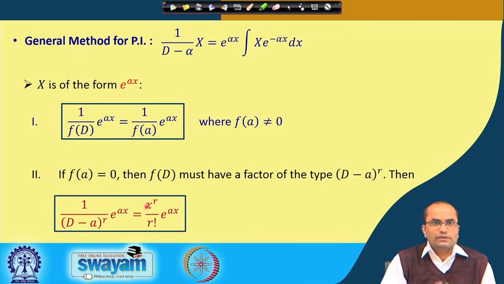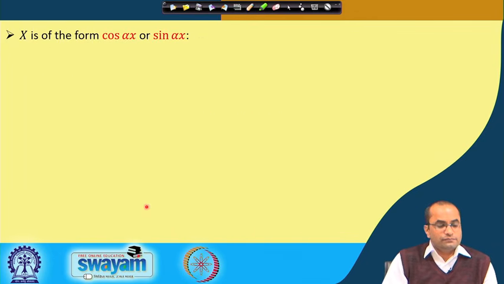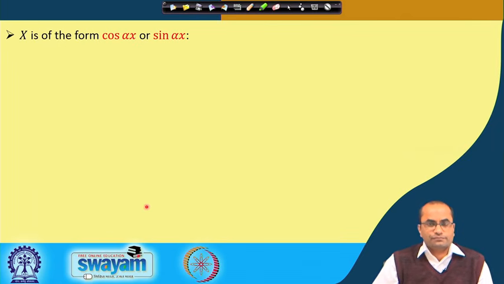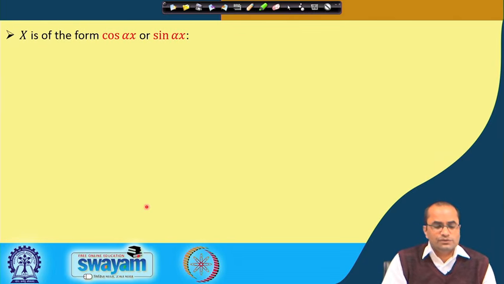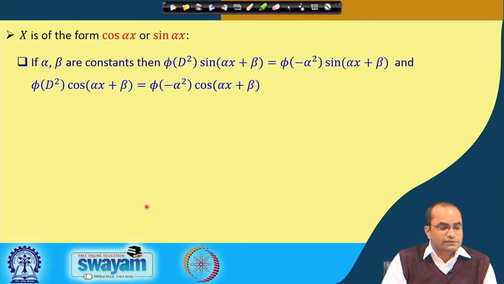So, these are the direct formulas which we can apply to find the particular integral in case the right hand side is an exponential function like e power a x. Now, we will continue our discussion for the case when the right hand side is of the form of a cosine or sine function. In that case, can we also derive some direct results which can be used to get the particular integrals?